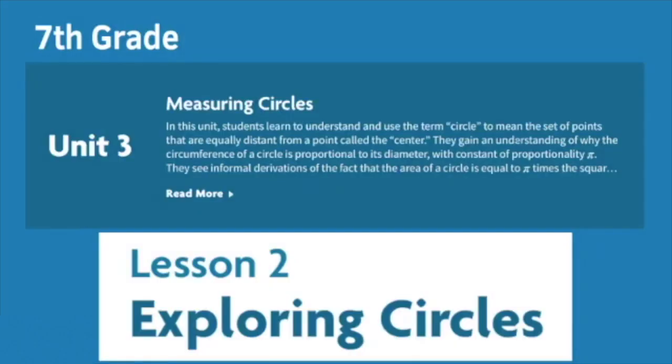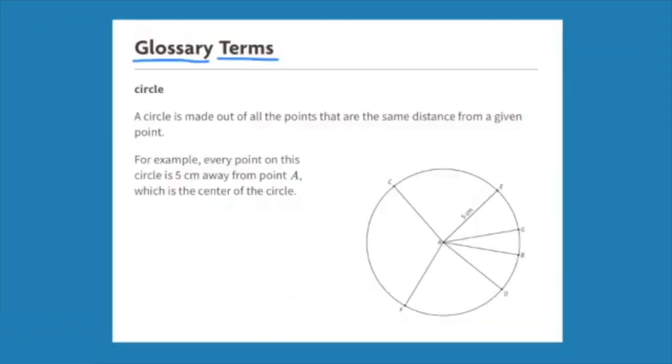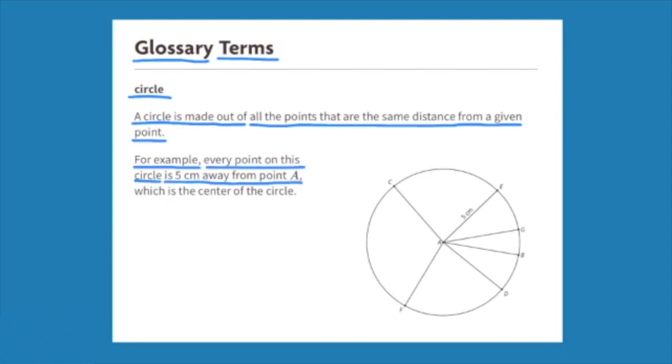7th grade, Unit 3, Lesson 2, Exploring Circles. Glossary terms. Circle. A circle is made out of all the points that are the same distance from a given point. For example, every point on this circle is 5 centimeters away from point A, which is the center of the circle.